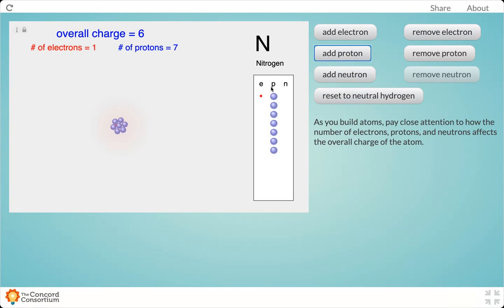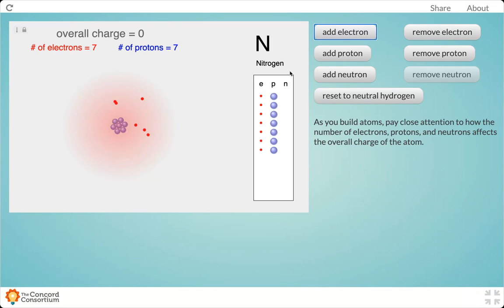It's got 7 protons. I want to create a neutral version of nitrogen, which means it also needs 7 electrons. So I'm going to add those until they are balanced. Perfect. Notice up here on the simulation, it says the overall charge is 0. That means that right now this atom is neutral. The charges of the positive protons are balanced by the negative charges of the electrons.